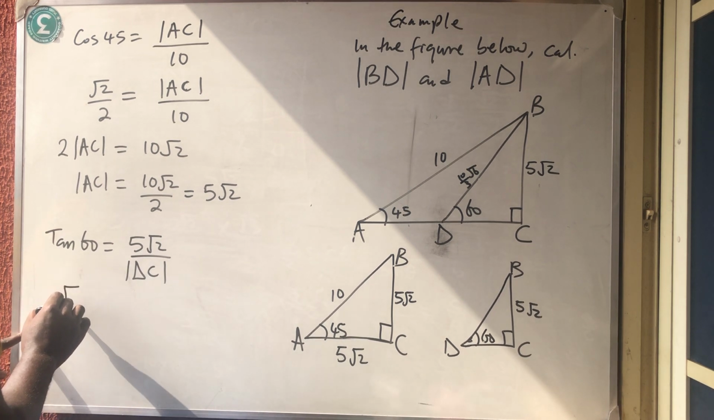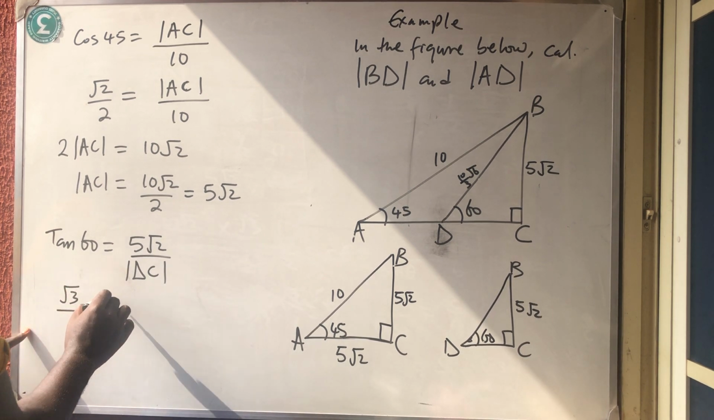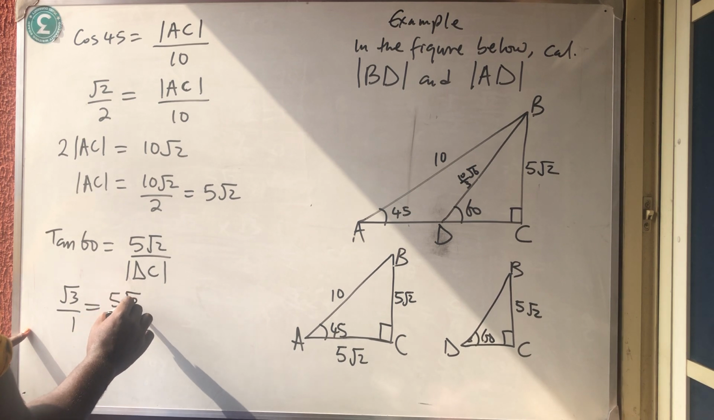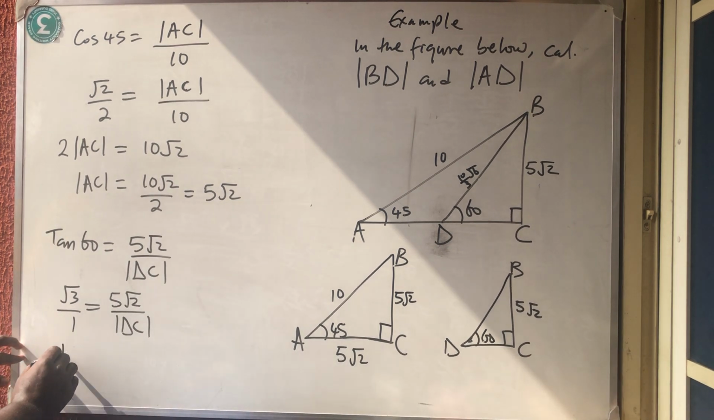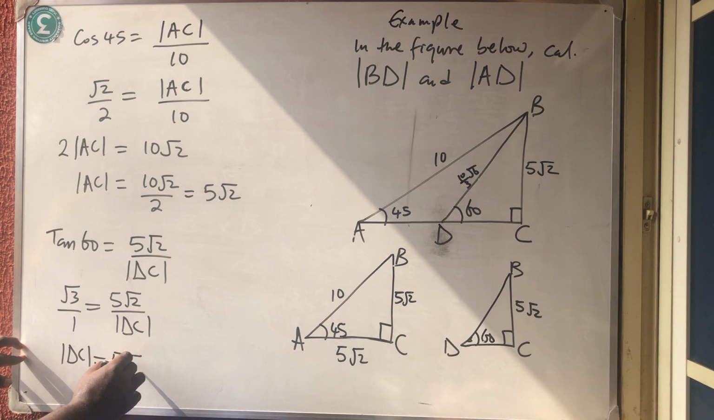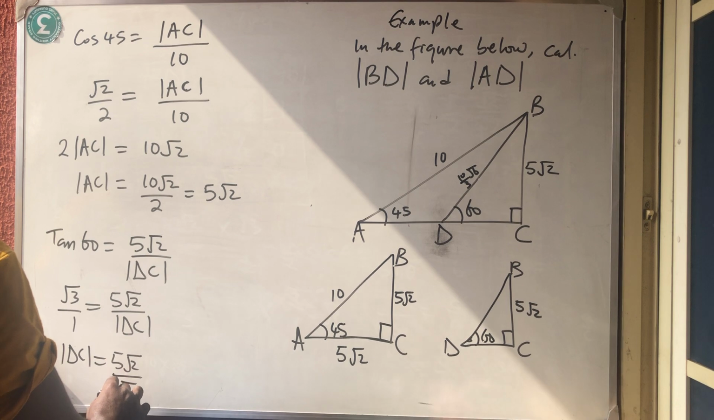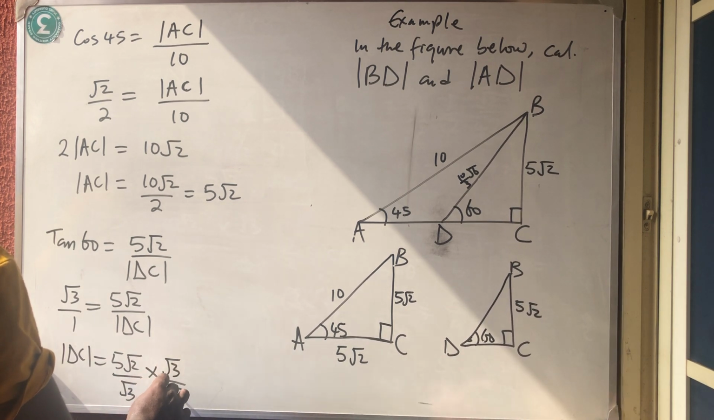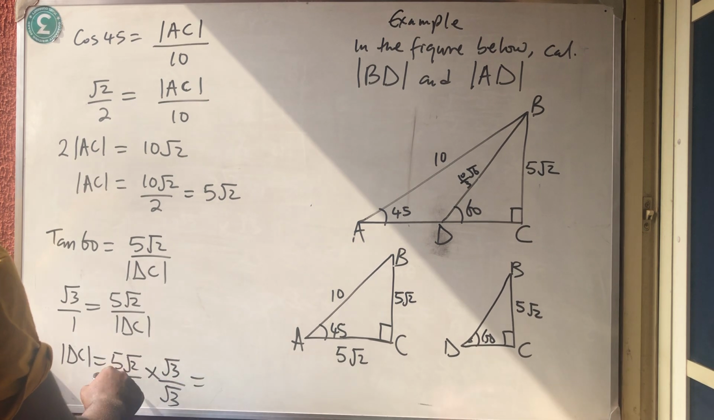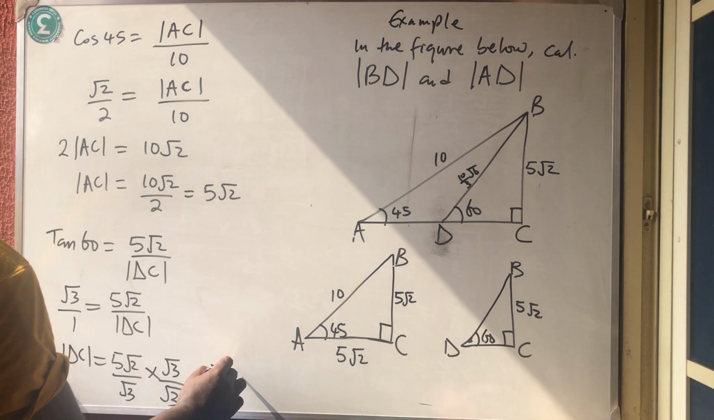Tan 60 is root 3. So I'll have root 3 over 1 is equal to 5 root 2 over line DC. If I cross multiply, line DC is equal to 5 root 2 divided by root 3. So rationalize by multiplying by root 3 over root 3, which will give you 5 root 6 over 3.